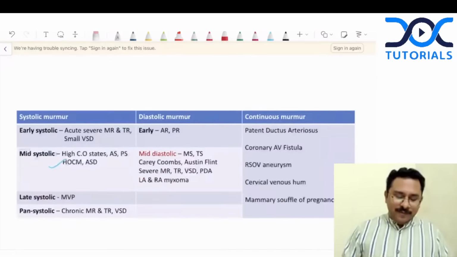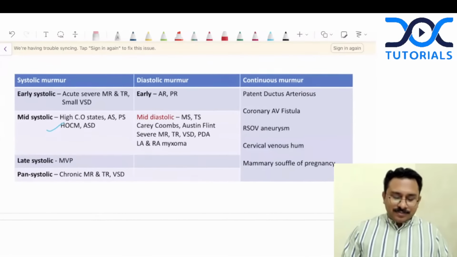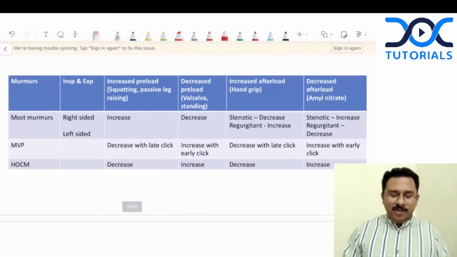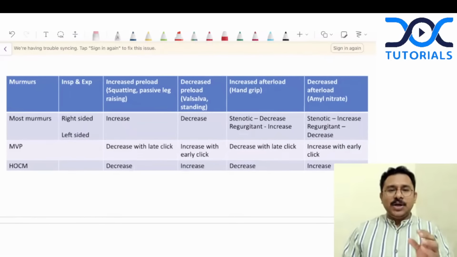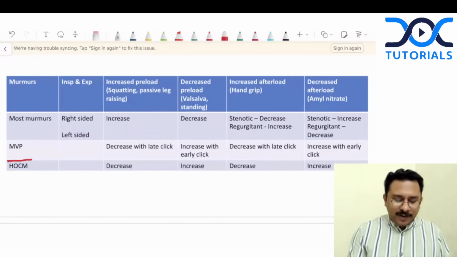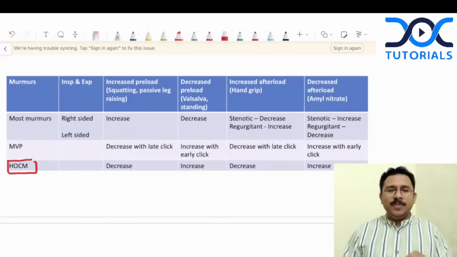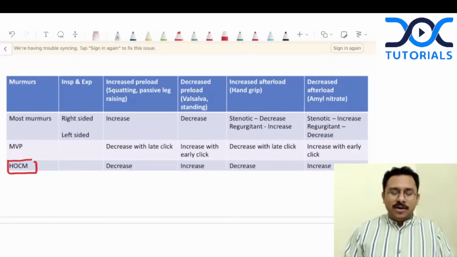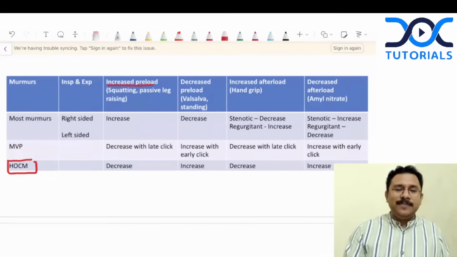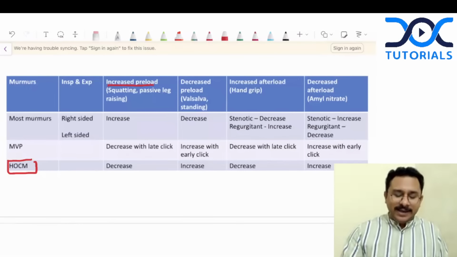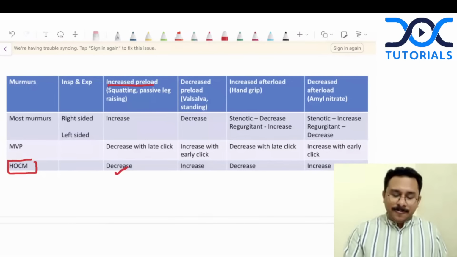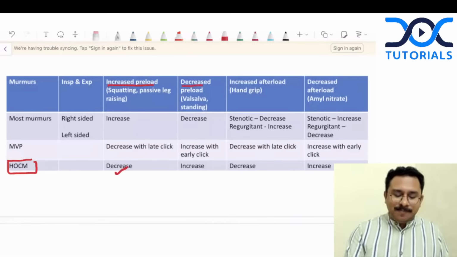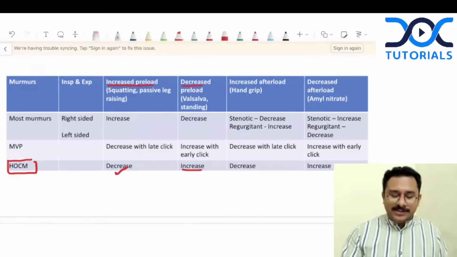Now, the murmurs of hypertrophic cardiomyopathy, I have discussed in my lectures on dynamic auscultation in cardiology. I'm not going into the exhaustive details of this table. I'm just going to focus on hypertrophic cardiomyopathy. Any maneuver that increases the preload, either squatting or passive leg raising, may decrease the intensity of the murmur. Any condition that decreases the preload will increase the intensity of the murmur.